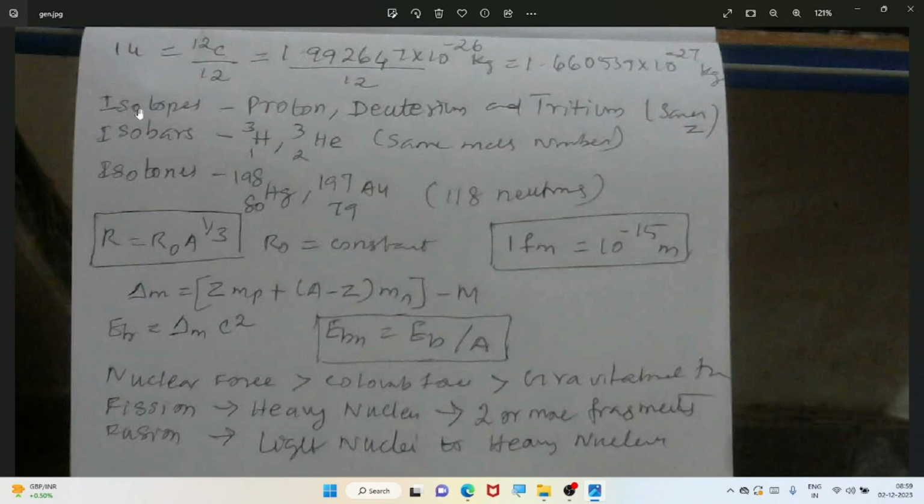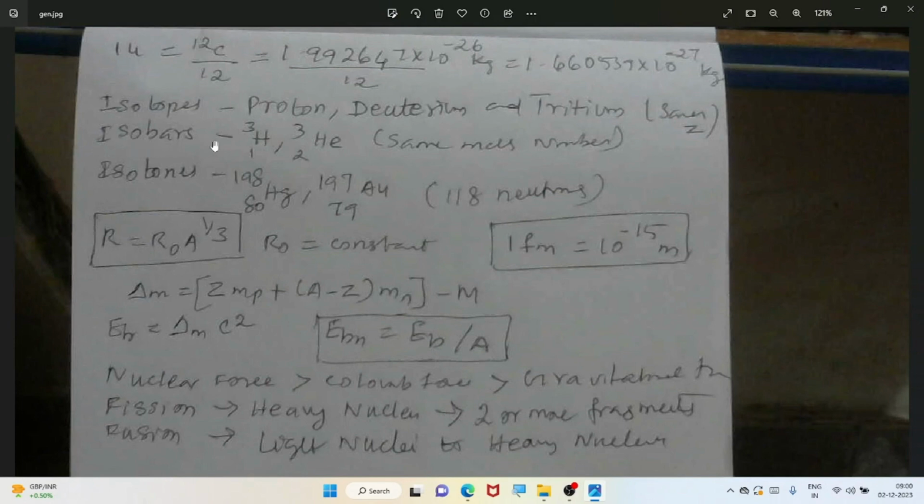What are isotopes? Isotopes have the same atomic number but different mass numbers. For example, the hydrogen isotopes: protium, deuterium and tritium. These all have the same Z, that is the same atomic number, but different mass numbers: 1, 2, 3.